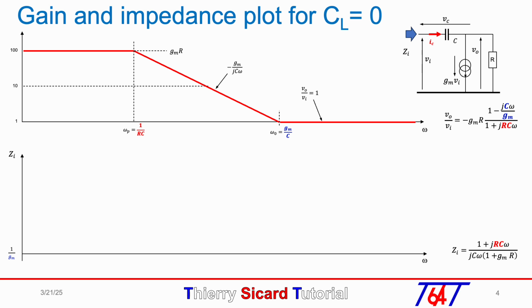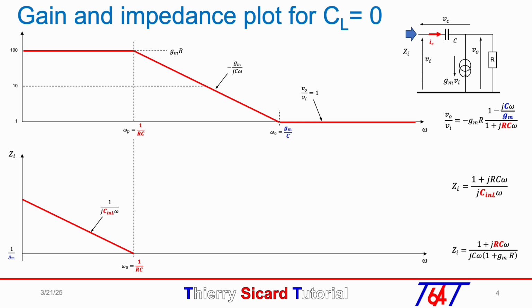Below the gain curve, we will now plot the input impedance. Up to the angular frequency omega p equal to 1 over RC, the impedance is capacitive. The capacitance value C in L corresponds to the input capacitance for low frequencies. The impedance asymptote stops at omega 0 with a value of 1 over Gm.